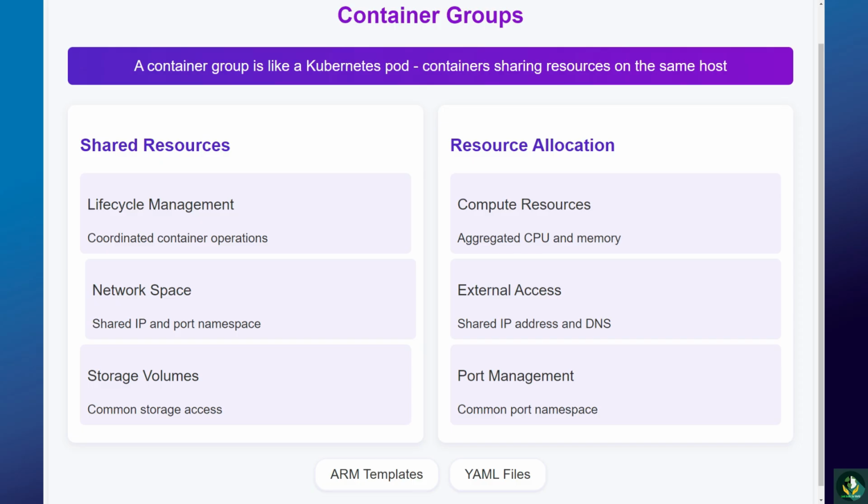Shared storage volumes, combined lifecycle management, unified DNS and IP addressing. Resource management. 1. Compute resources: CPU allocation adds across containers, memory requirements combined, GPU resource sharing, resource limits apply to the group, balanced distribution. 2. Network configuration: single IP address per group, shared port namespace, common DNS label, external client access, port exposure requirements. Deployment methods.